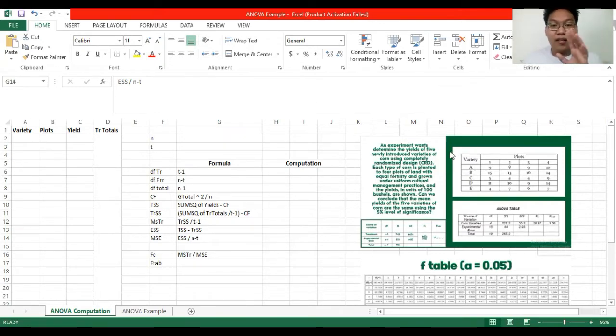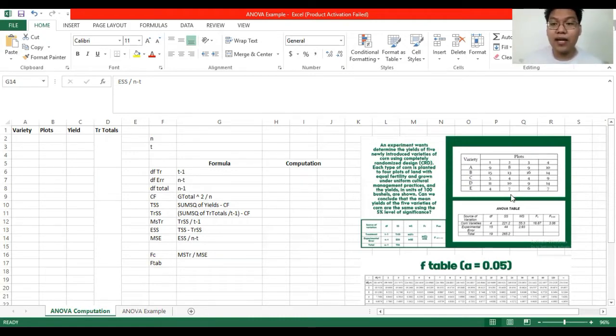Okay, so we will be using my example from the past videos, and it is this one. An experiment wants to determine the yields of 5 newly introduced varieties of corn using completely randomized design. Each type of corn is planted to 4 plots of land with equal fertility and grown under uniform cultural management practices, and the yields in units of 100 bushels are shown. Can we conclude that the mean yields of the 5 varieties of corn are the same using 5% level of significance? So first thing that you need to do is to get your results.